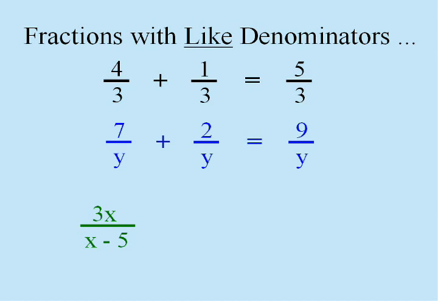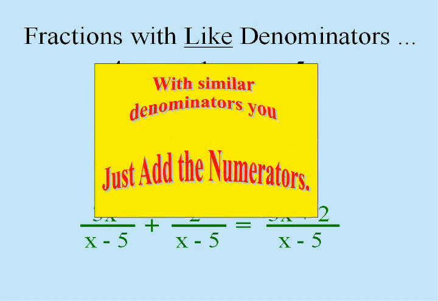Now if you have something like this, where the denominators are the same, as I said, you just add the numerators. But in this case, since you can't combine them, you just write them, 3x plus 2. Okay? So basically the deal is, with similar denominators, all you have to remember is add or subtract the numerators.